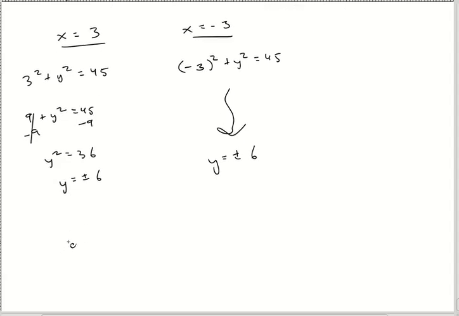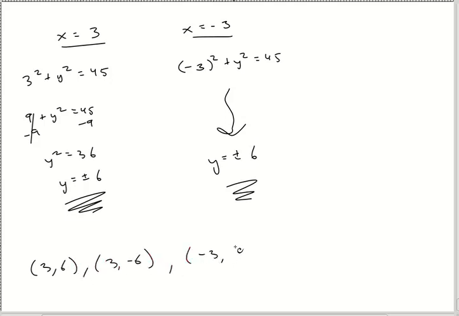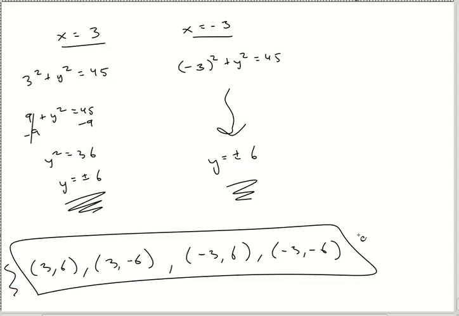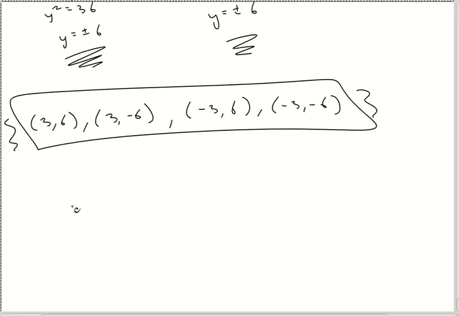So here's the problem. I actually had 2 answers for this single x, and I got 2 answers for that x. That's 2 and 2 makes 4 answers total. (3, 6), (3, -6), (-3, 6), (-3, -6). Whew, man, that was a lot. Next problem. We got a lot more problems.